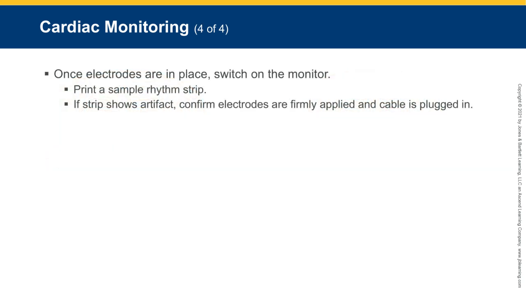Once the electrodes are in place, turn on the ECG monitor and print a rhythm strip. If artifact appears on the reading, check that the electrodes are firmly attached and the cables are secure.